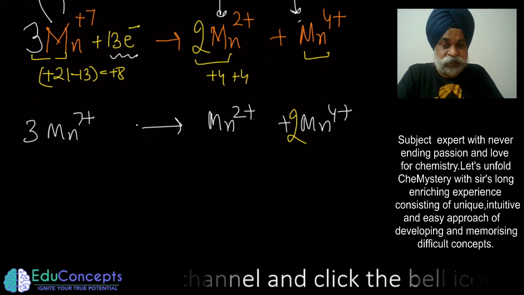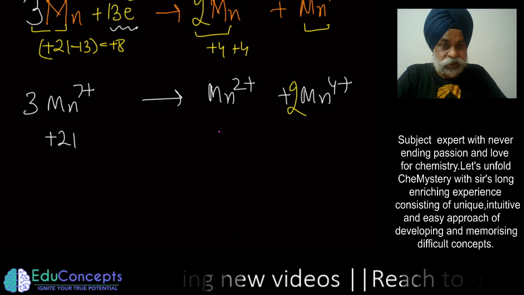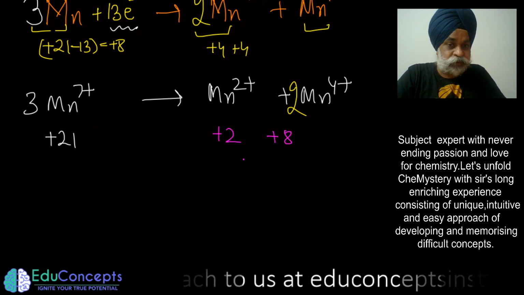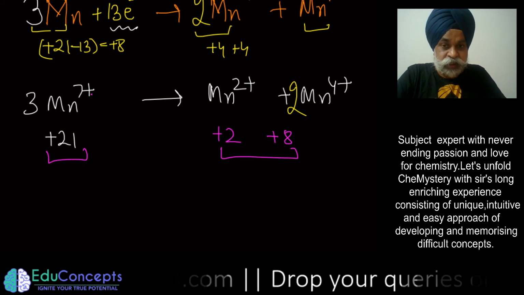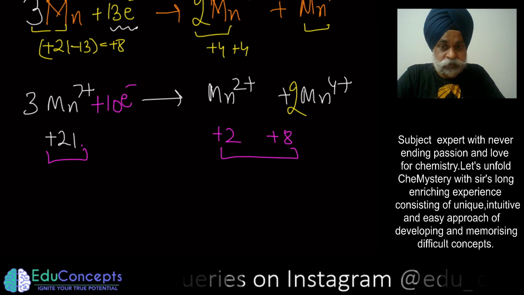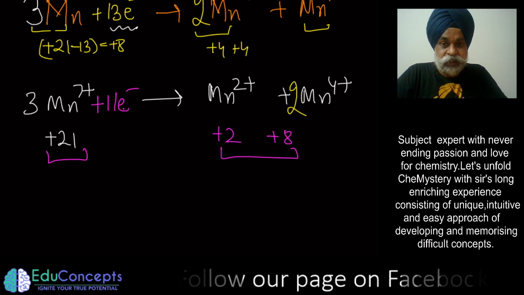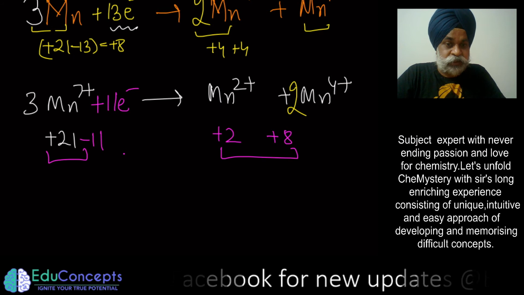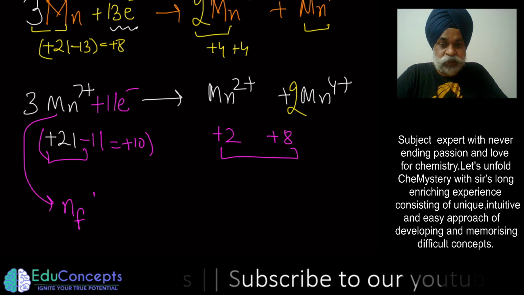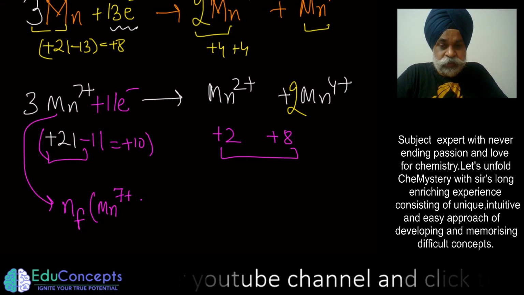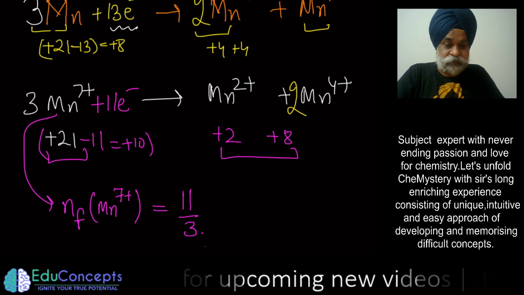And for the same Mn7+, the next case would have a different answer, because again it is 21, no doubt about it. This is plus 2 and this is plus 8, so it becomes plus 10. So here you have plus 21. How many electrons should I place? Sorry, 11 electrons here. If I put minus 11, this would become plus 10, so the charge gets balanced. So the n factor for Mn7+ would be 11 by 3, because 3 moles of it are gaining 11 electrons.